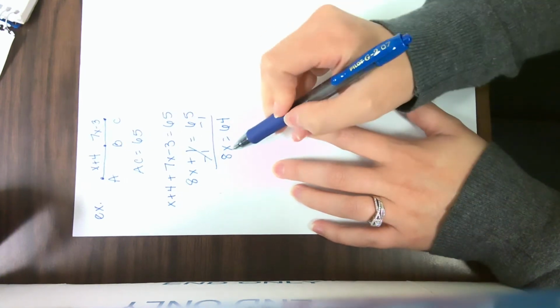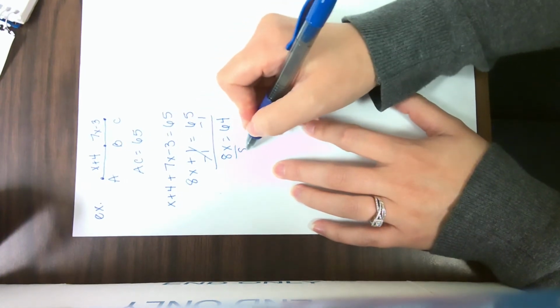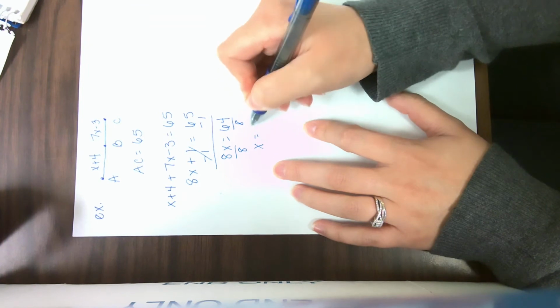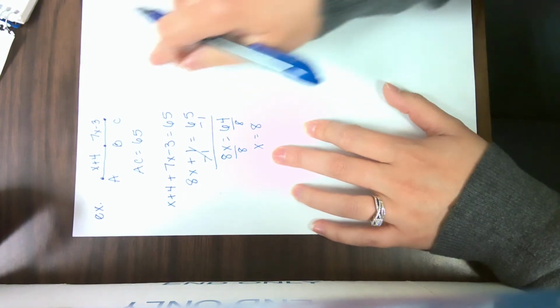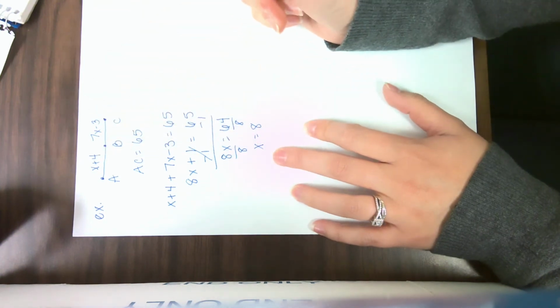Okay, and then our last step is to divide by the number beside the x. So we're going to divide both sides by 8, and we get x equals 8. Okay, so we found what x equals, but we still want to figure out the lengths of AB and BC.